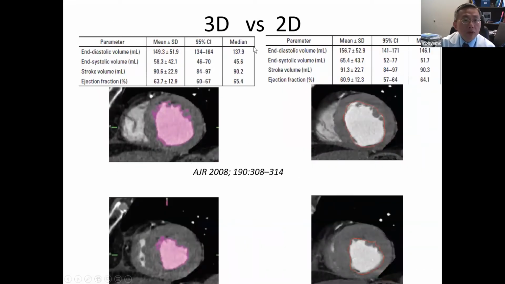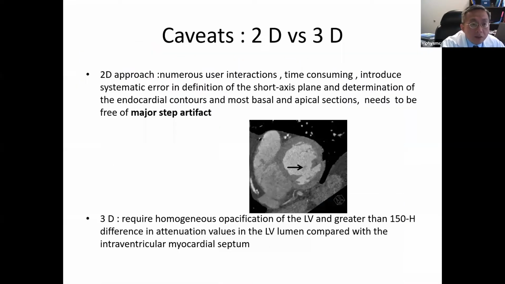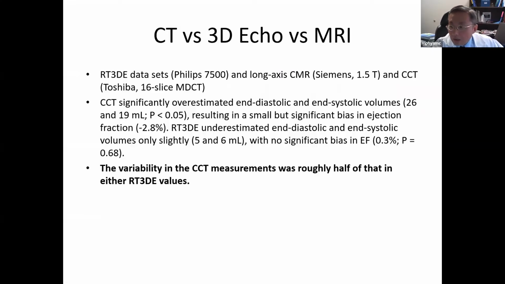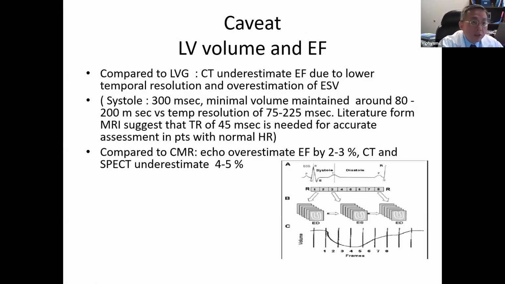When you compare 3D threshold-based methods versus 2D or user-defined methods, you can see there are some differences, because the threshold-based one will exclude papillary muscle in the calculation, and by convention with CT, we include the papillary muscle when we do the 2D method. So the difference is going to be there, not a huge amount, but that's something you need to bear in mind. And the caveat with 2D is that there's a lot of user interaction. If you have image artifacts, such as stair-step artifacts, then it's not good enough. For 3D, obviously, you require good homogeneous LV opacification. I'm going to skip that.